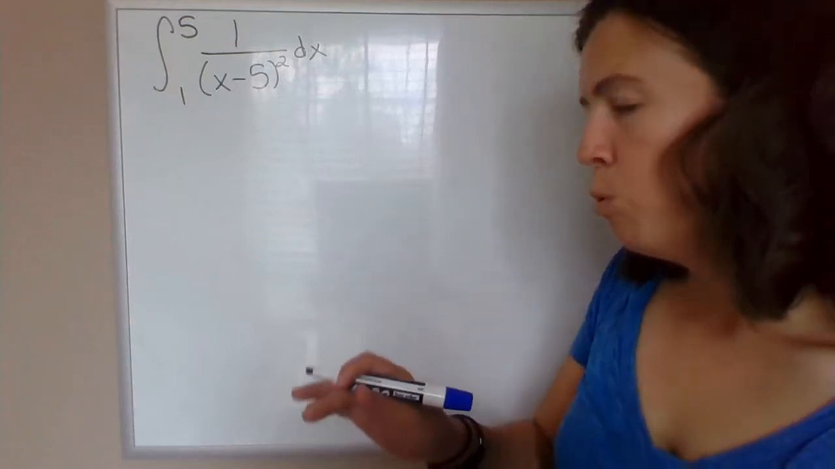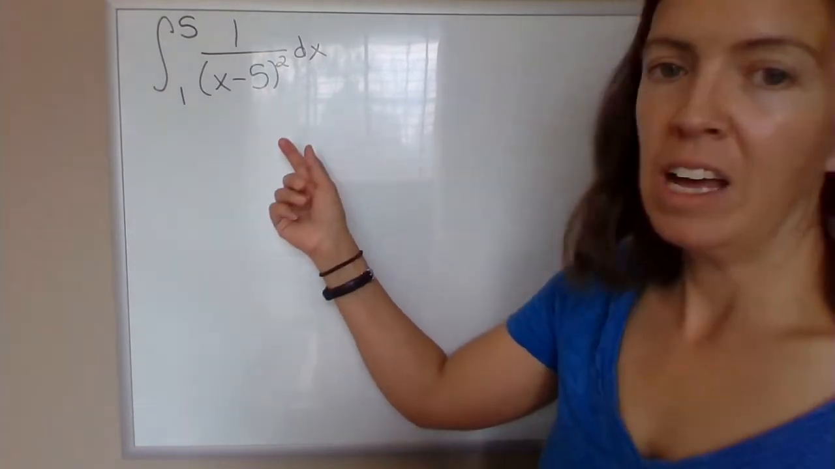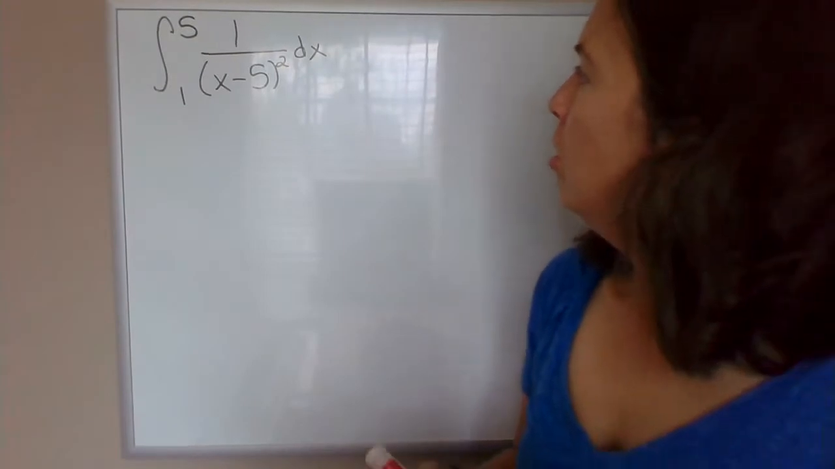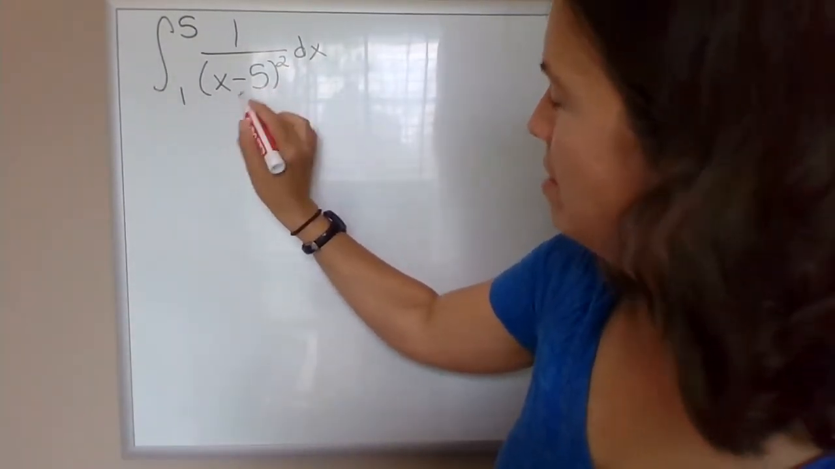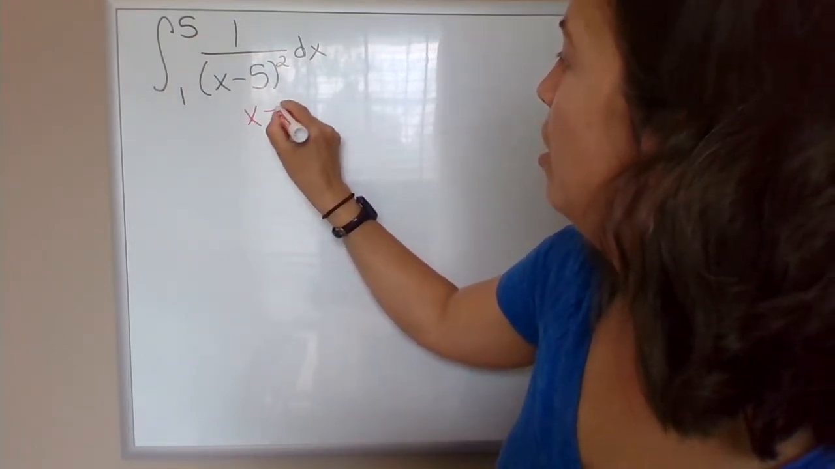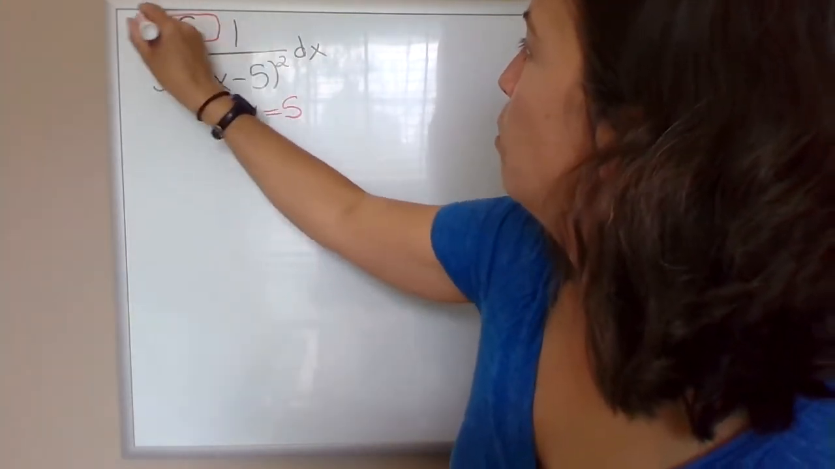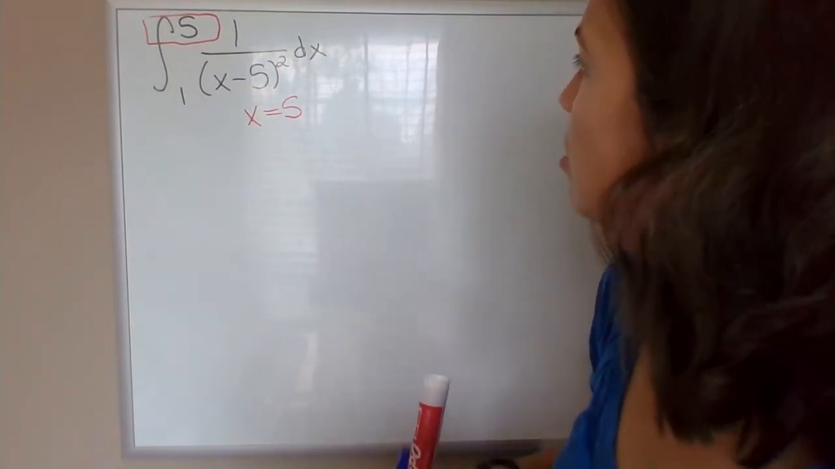Okay, so here's an example where I work through an improper integral that has an infinite discontinuity. What makes this integral improper is the fact that it's got an infinite discontinuity when x equals 5. And so this is our improper limit of integration here. That's the one that needs to be expressed as a limit.